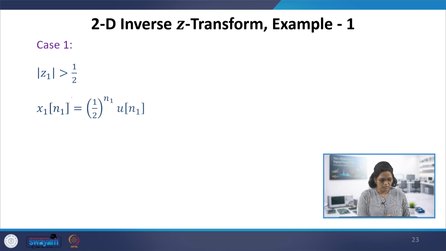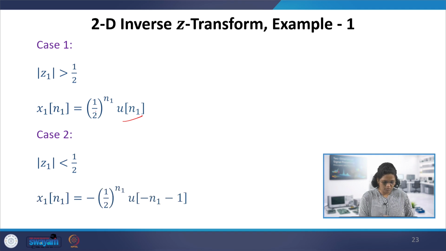So in that case, if the ROC is greater than 1 by 2, then the sequence was a power n u of n, so 1 by 2 power n1 u of n1. And the second case is also possible, z1 less than 1 by 2, because the ROC is not specified for z1 and z2. If z1 is greater than 1 by 2, we get that sequence, and if it is less than 1 by 2, then the sequence is minus 1 by 2 power n1 u of minus n1 minus 1.